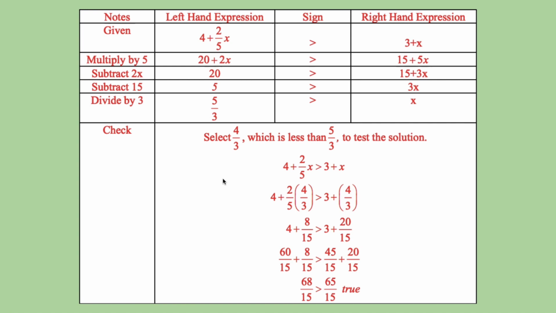So for when we check, this is where it gets a little bit different from equations. Because when we check, we need to select a number that corresponds with the sign. For us, it was x is less than 5 over 3. That's our answer to this inequality. So we're going to select a number that's less than 5 over 3 in order to check it. After they substituted it in, they solved it as usual, and we get 68 over 15, which is greater than 65 over 15, and that's true, so this checks out.